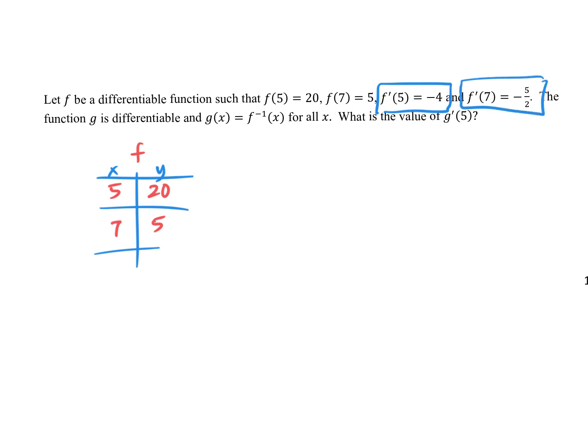Then look what it says. It says g is the what? Inverse. g is the inverse. So maybe you even write yourself a little note. That just means g is the inverse. So what points could we say g would have? (2, 5) and (5, 7). Agreed.